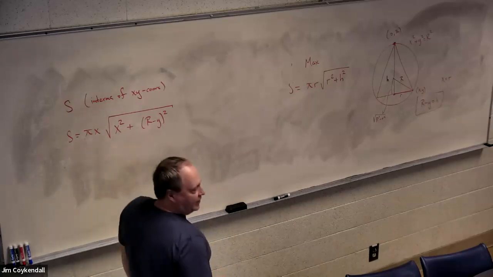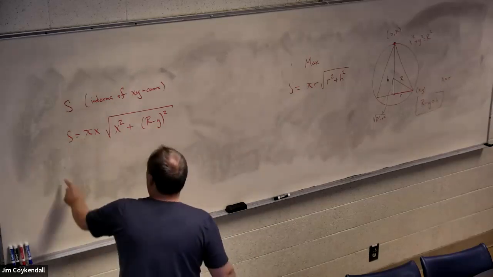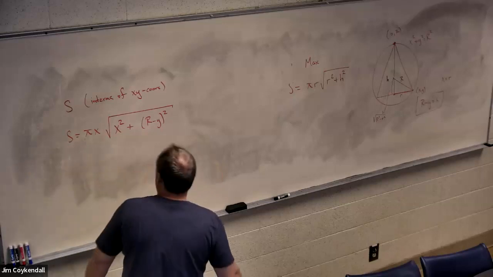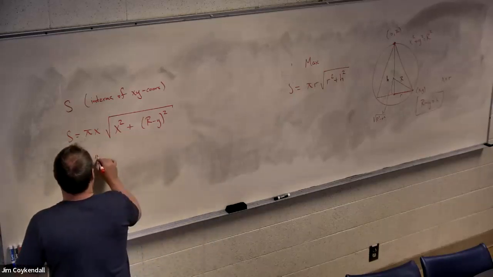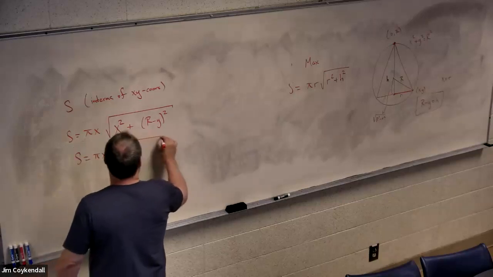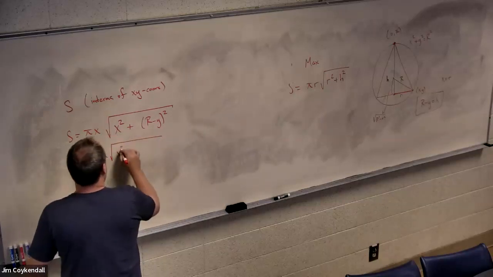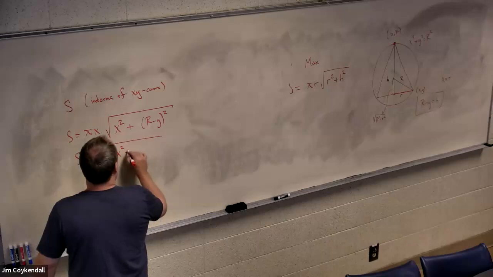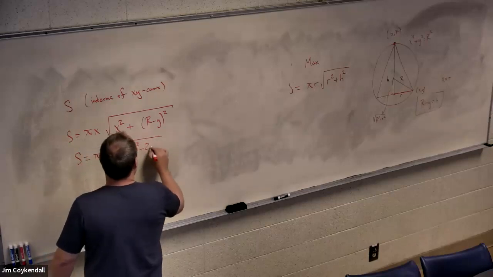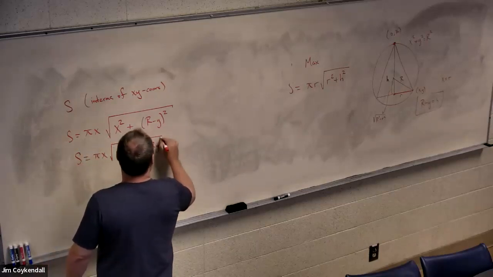Okay, so now I know how everything relates to each other. I've still got my too-many-variables problem. Let's see what this looks like. This is x squared plus R squared minus 2Ry.